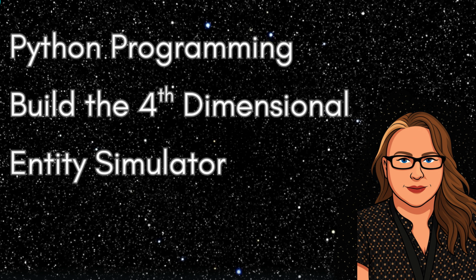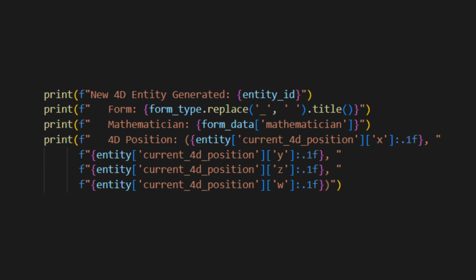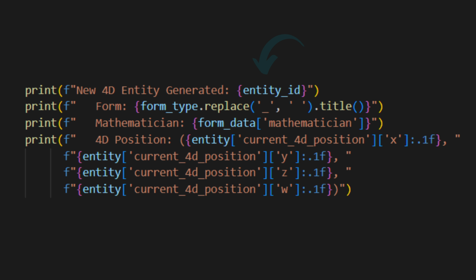Now we're continuing onward in our program and writing our first print statements that use f-strings. We've seen f-strings before in our entity ID generation, but this is the first time we're using them inside of the print functions. Notice how the first line dynamically pulls the entity ID variables into the printed text, just like we learned earlier would happen. This creates output like, for example, new 4D entity generated: entity 001.